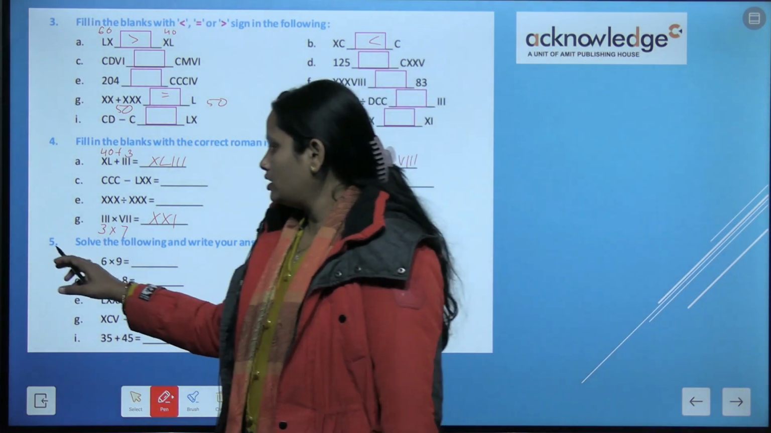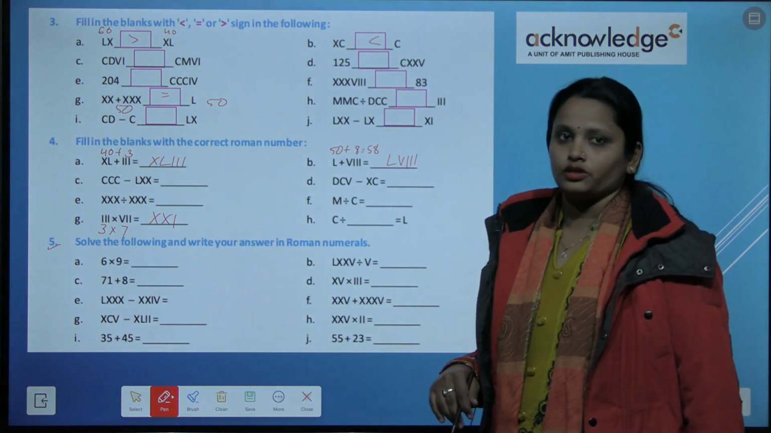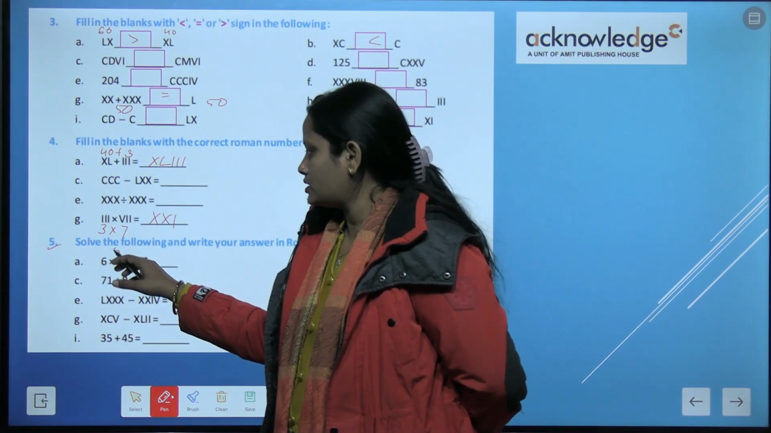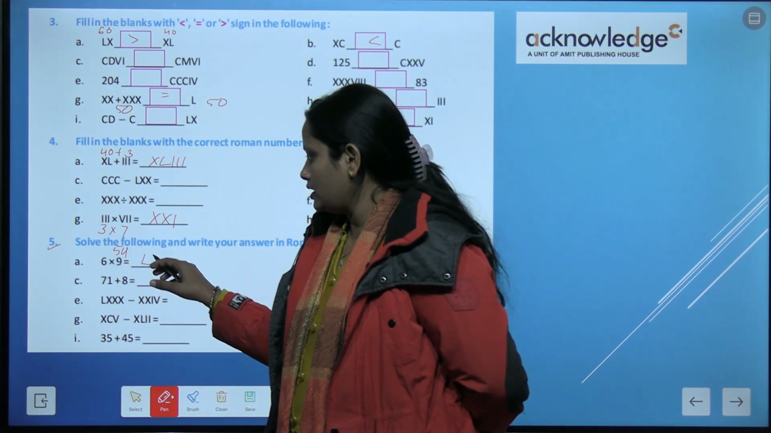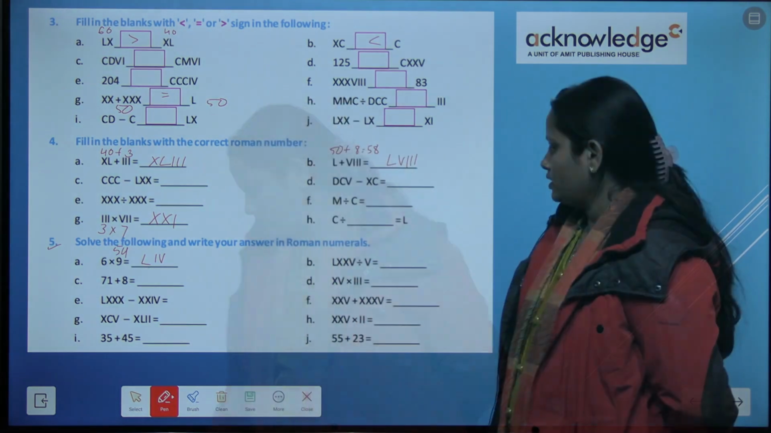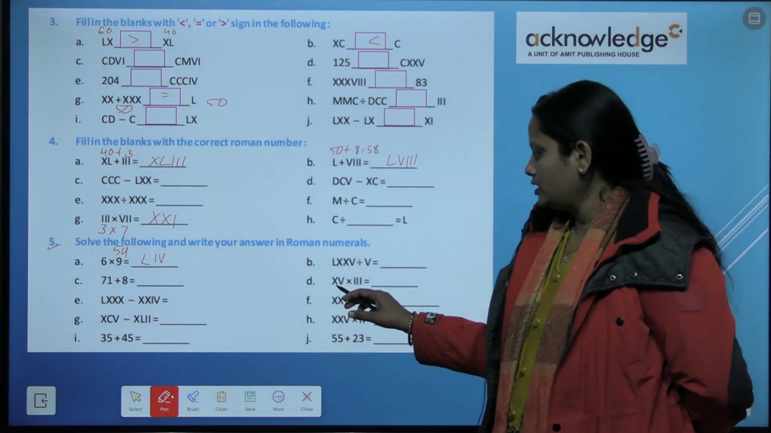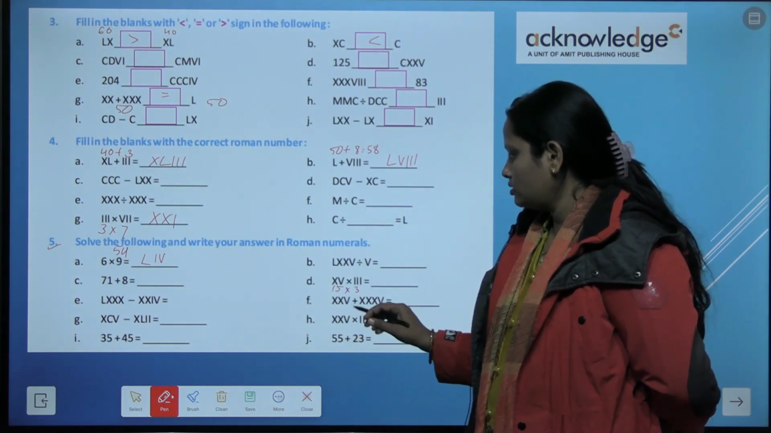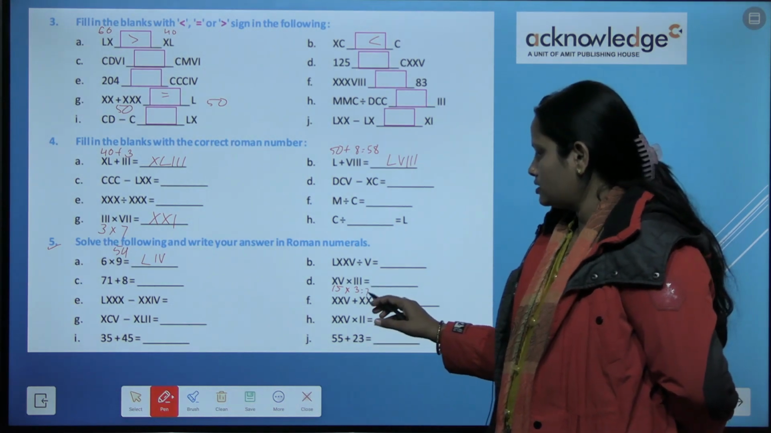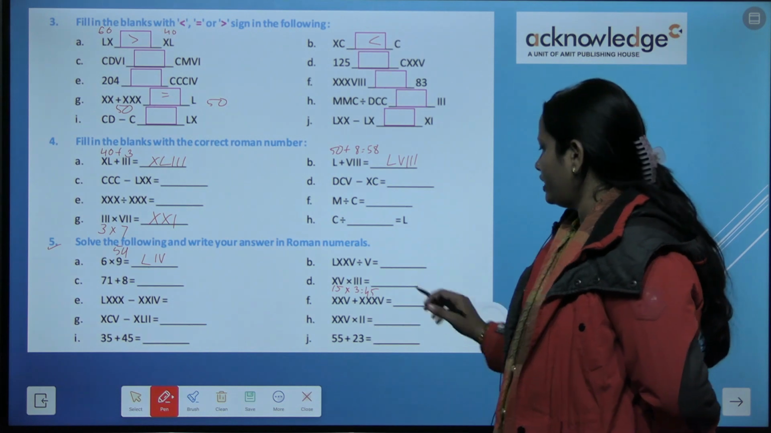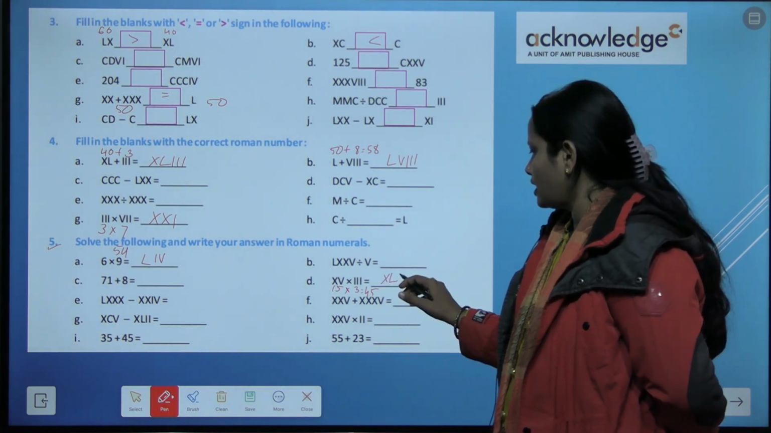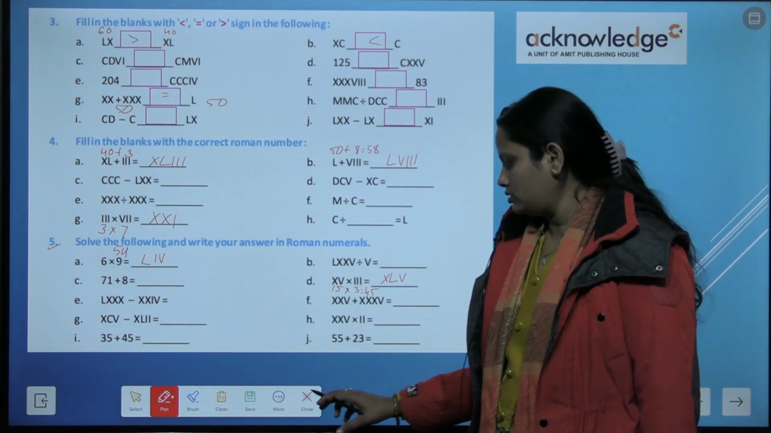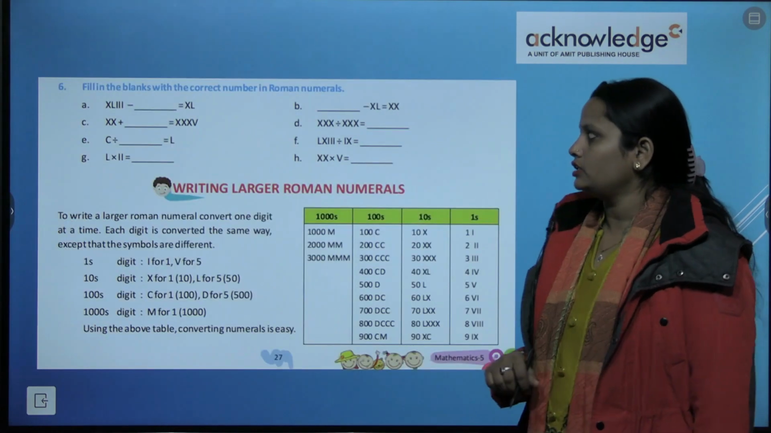Now let's do this fifth question. Solve the following and write your answer in Roman numerals. So here, let's do this one. 6 9s is 54. So 50 and 4. Similarly, let's do this one. X and V is 10 and 5, which is 15 multiply 3, which is 75. Now, how do we write 45? 40 is written like this and 5. So similarly, children, you have to do the rest of the questions that are given here. You have to solve it and write them in Roman numerals.